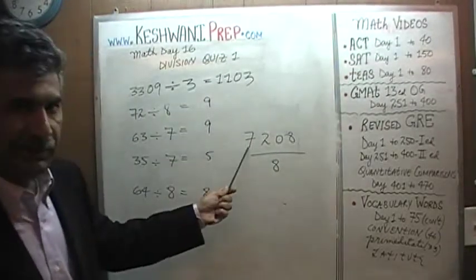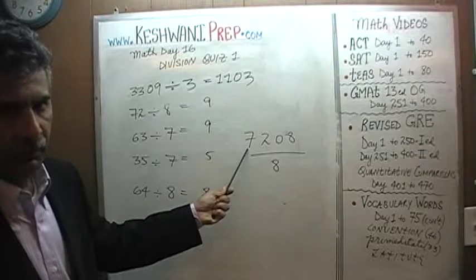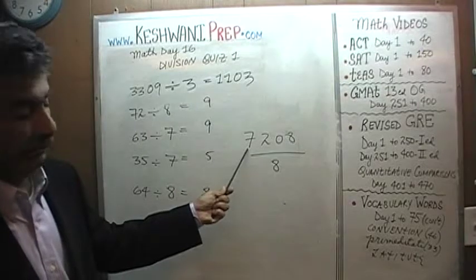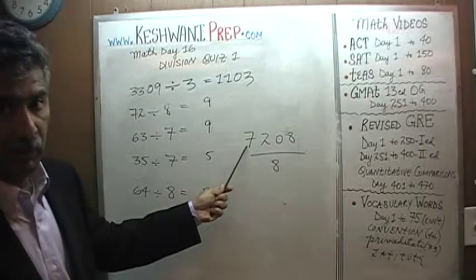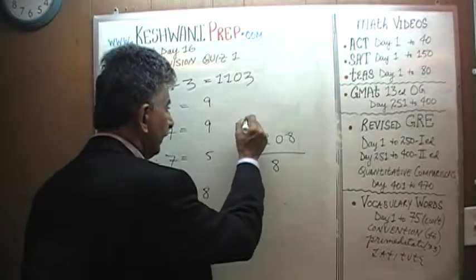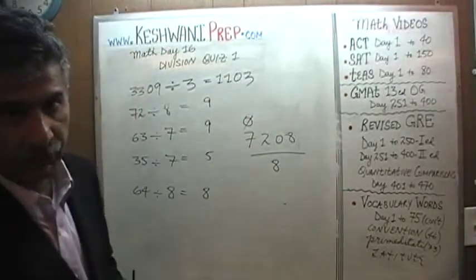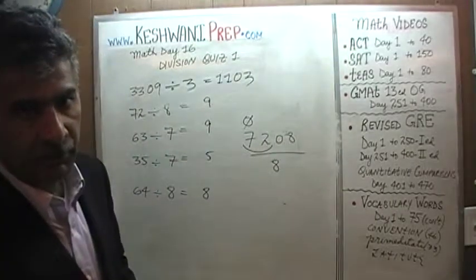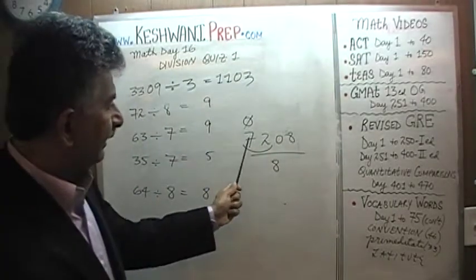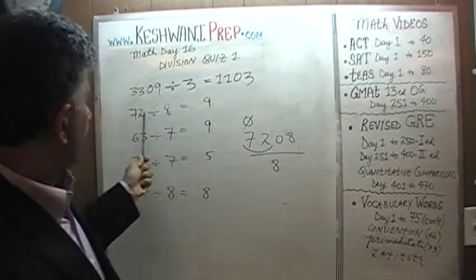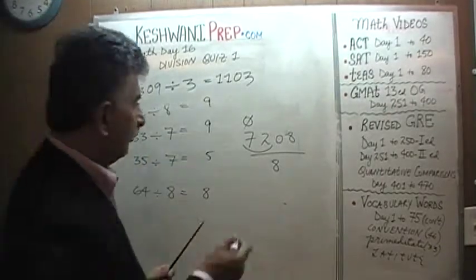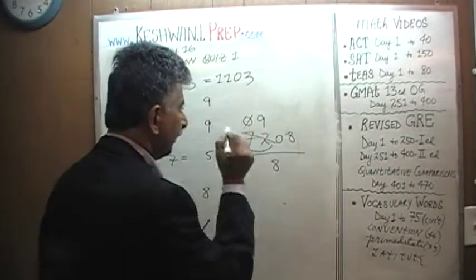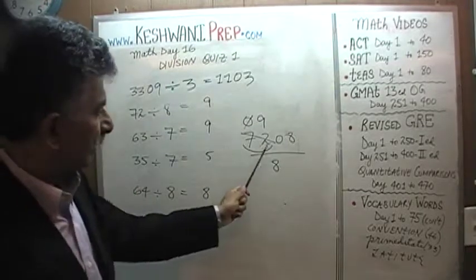Ask yourself, how many 8s does 7 have? 7 has no 8, it's only 7. It doesn't even have 1 8. That 7 goes and joins this guy and becomes 72. How many 8s does 72 have? 72 has 9 8s. So we cross out the 72, we put a 9 on top. We're done with 72.